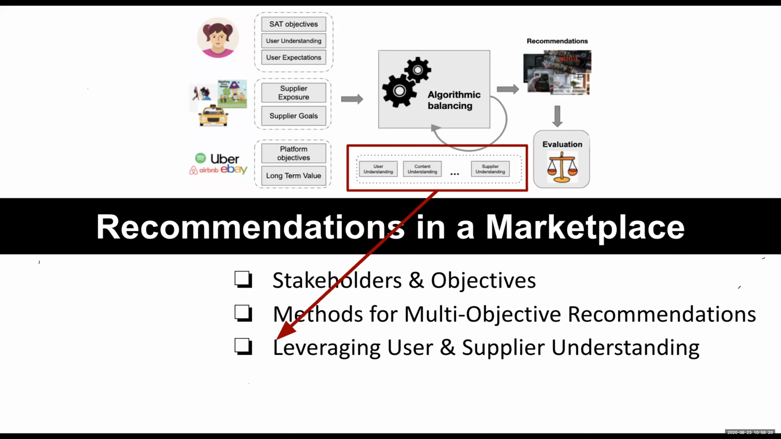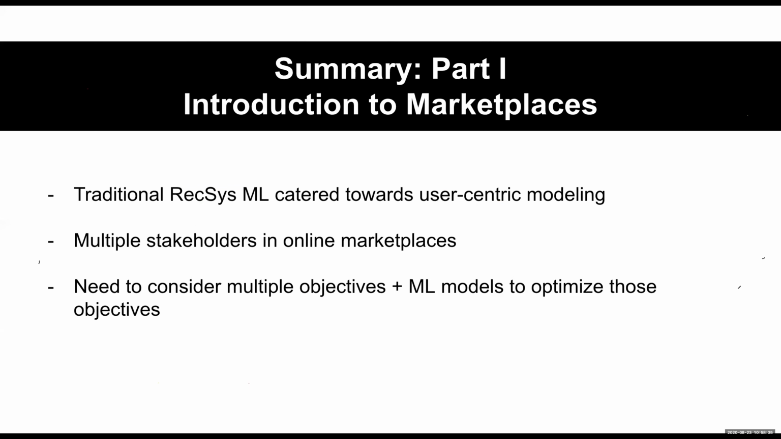And now what I want to pitch is that while you develop your core solution, which is a multi-objective solution, let's develop some supporting modules around that so that you can make better informed decisions in real time. So again, the summary of the first part: traditional recommender systems have mostly catered towards user-centric modeling. Multiple stakeholders are present in online platforms, so we need to consider multiple objectives, and we need ML models which optimize those multiple objectives. That's what we saw in the first part.